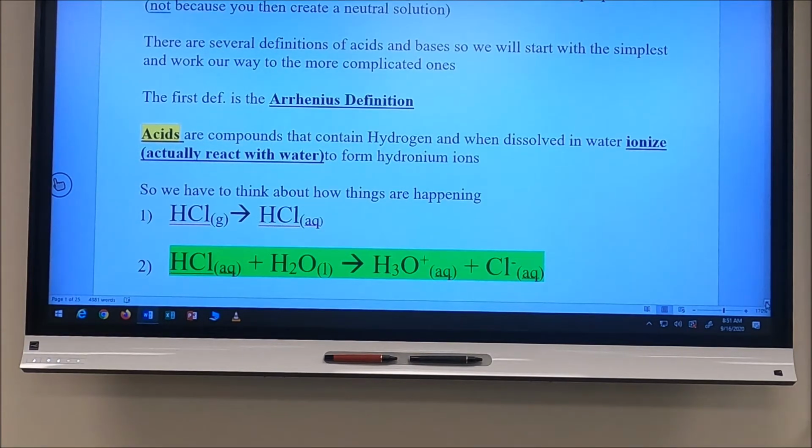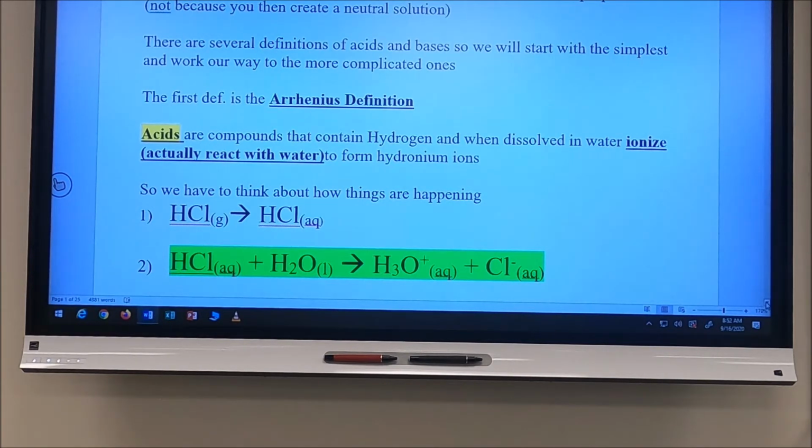Now, a reaction between an acid and base is called a neutralization reaction. It's called a neutralization reaction because they neutralize each other's properties. They cancel out each other's properties. It's not because they create a neutral solution. They could create a quote-unquote neutral solution, but that's not always the case.